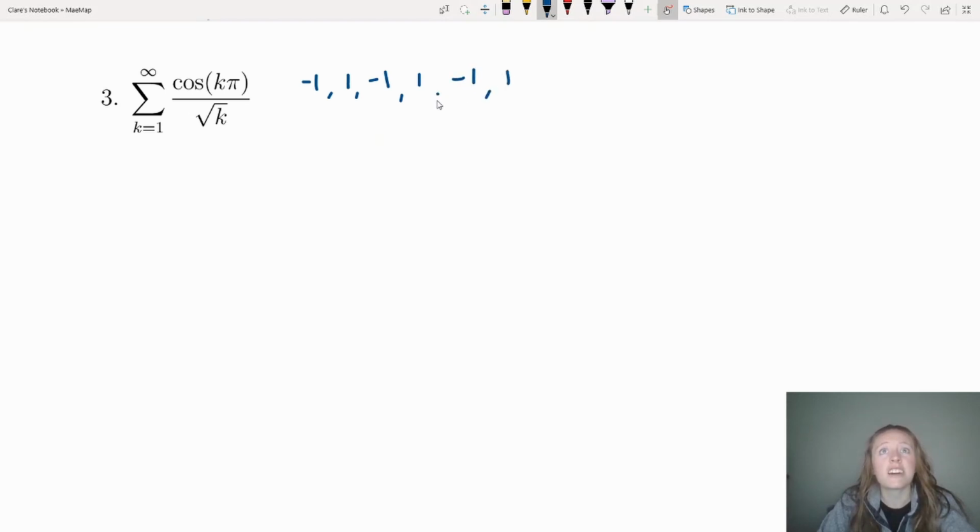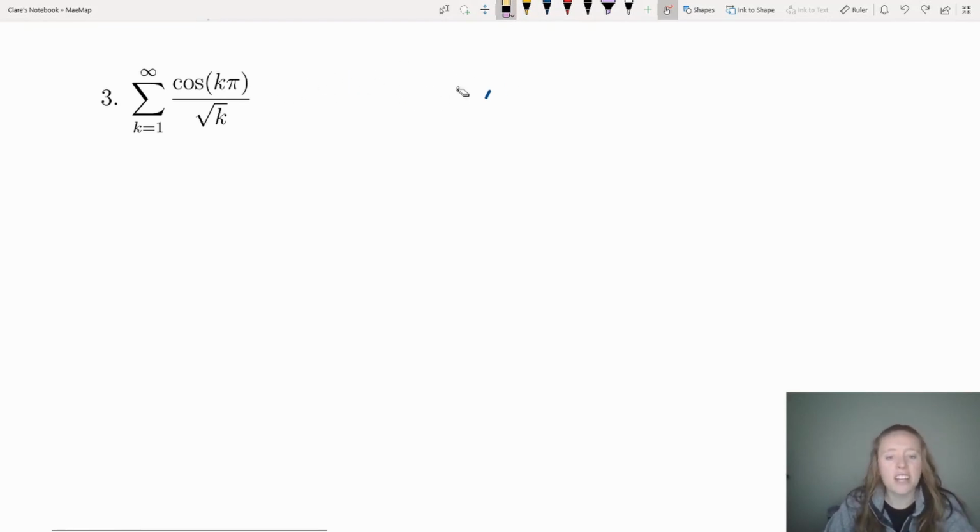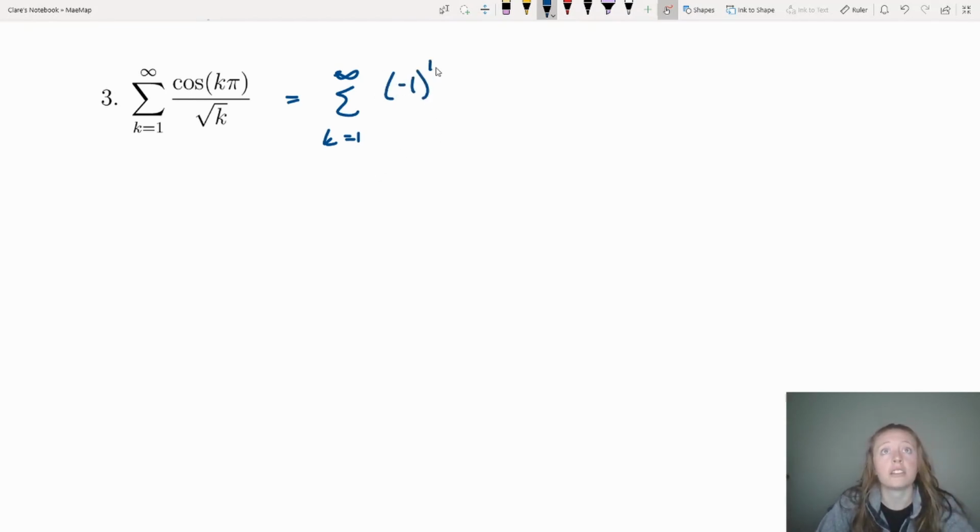So you can see that this is just like writing our series as going from -1 to 1, -1 to 1, -1 to 1. It's alternating, right? So k equals 1 to infinity of this cosine of k pi is going to be like -1 to the k. When we plug in 1, we get a -1. When we plug in 2, we get a +1, and so on, all over the square root of k. This is simple enough.